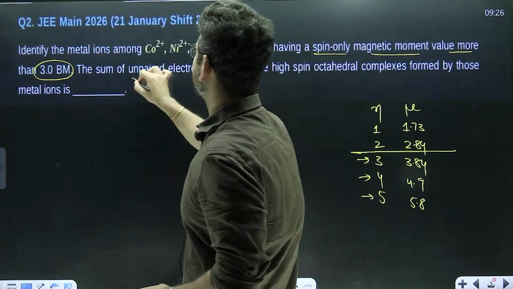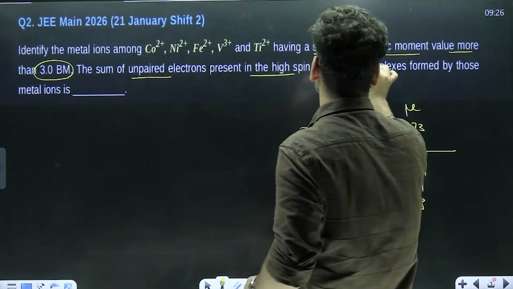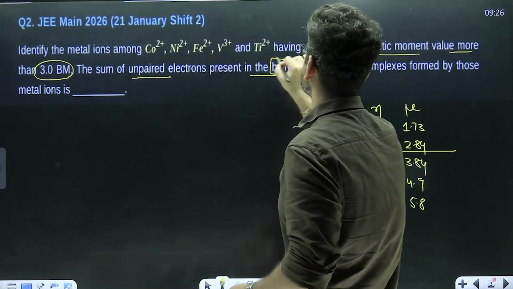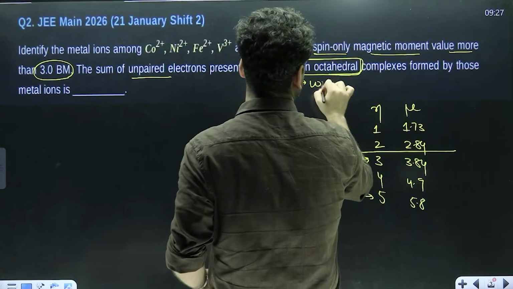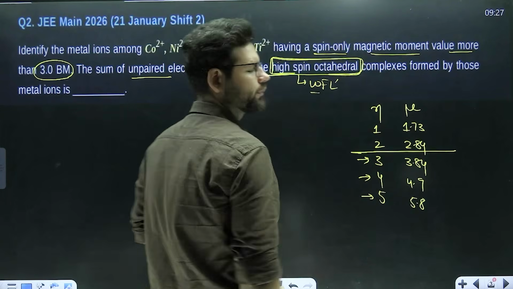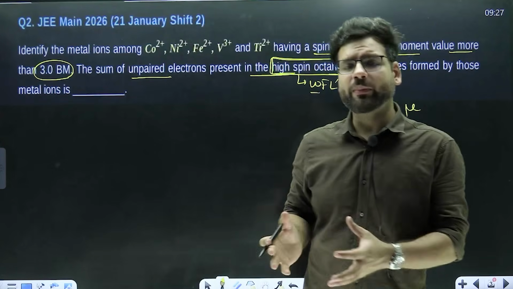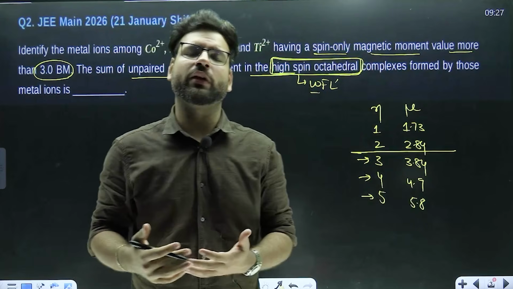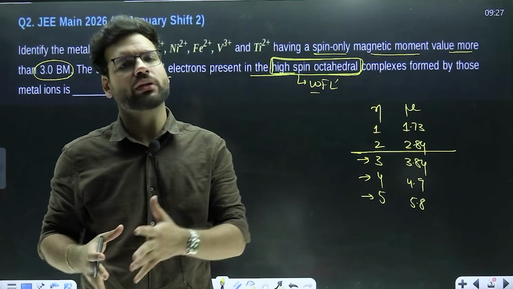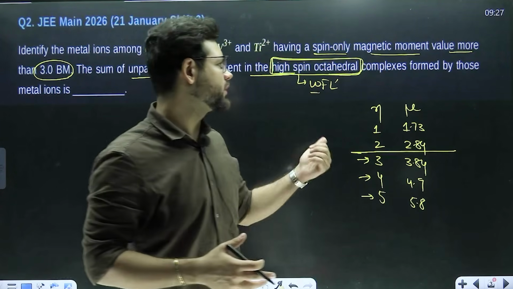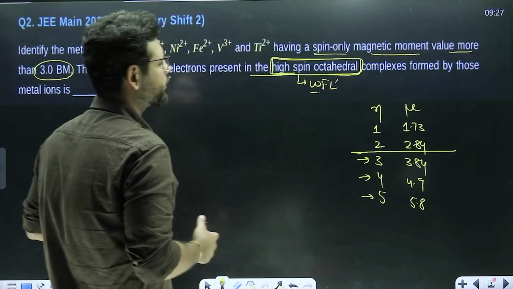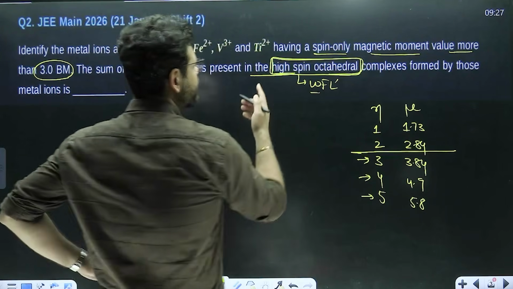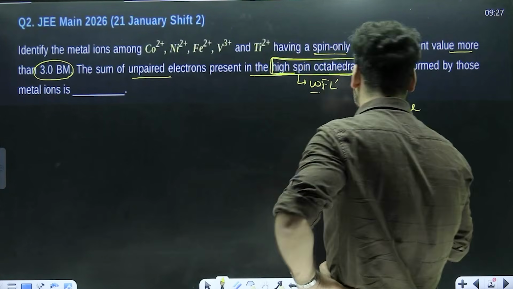The sum of unpaired electrons present in high spin octahedral complexes. High spin means weak field ligand, no forceful pairing. Low spin meaning spin will become low when we do forceful pairing. But if we want high spin, we have to keep the electrons unpaired for the longest time possible, means weak field ligand. So let's find out. So question is, first we have to check who has magnetic moment more than 3.